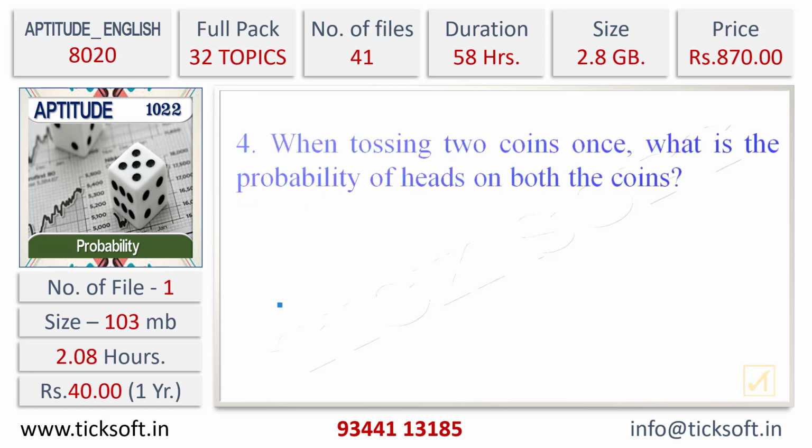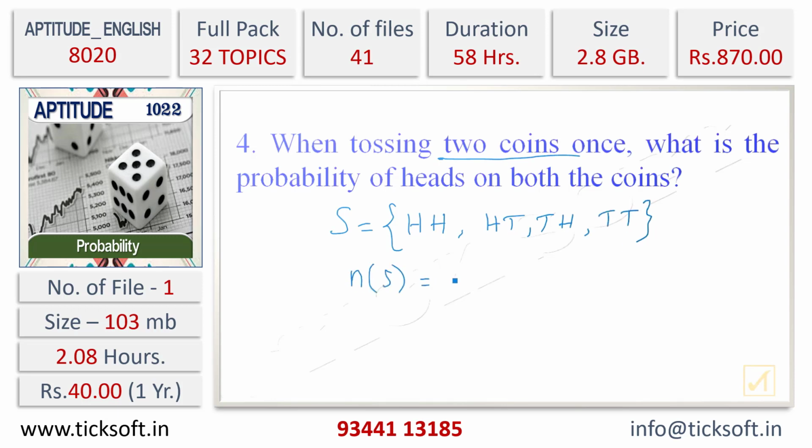Now we are going to see the fourth question. The fourth question is: when tossing 2 coins once, what is the probability of heads on both the coins? Here listen, 2 coins are tossed once. So therefore what will be the sample space? The sample space will be HH, HT, TH and TT. So this is the sample space.